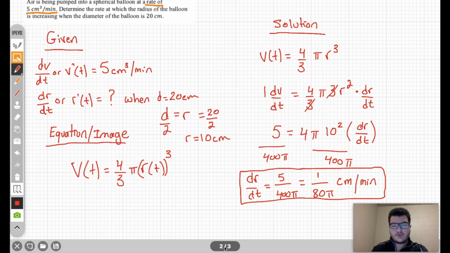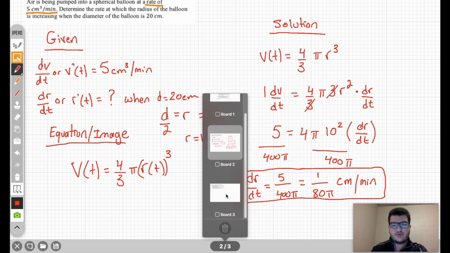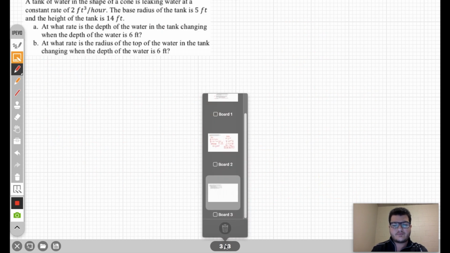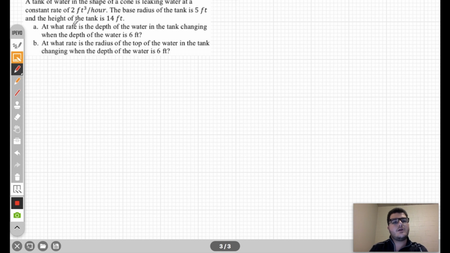All right, so let's move on to the next one we're going to do. It says a tank of water in the shape of a cone is leaking water at a constant rate of 2 feet cubed per hour. The base radius of the tank is 5 feet and the height of the tank is 14 feet. At what rate is the depth of the water in the tank changing when the depth of the water is 6 feet? And letter B, at what rate is the radius of the top of the water in the tank changing when the depth of the water is 6 feet?